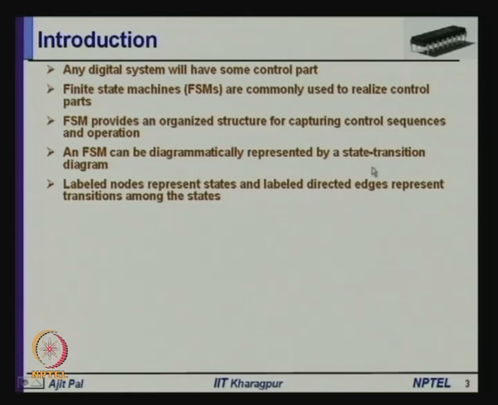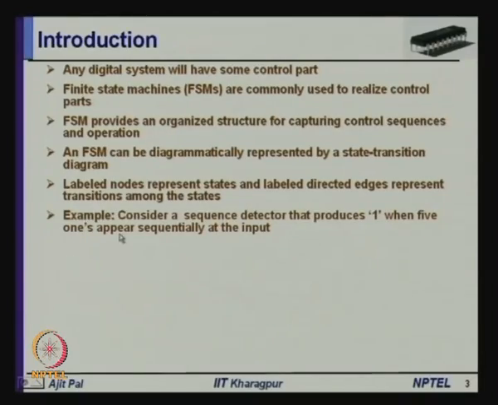And in a state transition diagram, we have labeled nodes that represent states. A finite state machine, as the name specifies, will have a finite number of states, and those are represented with the help of labeled nodes, usually circles, and labeled directed edges represent transitions among the states. That means the finite state machine will go from one state to another state. That transition is represented with the help of edges, and on the edges you will specify on what condition the transition is taking place and what is the outcome of that particular transition.